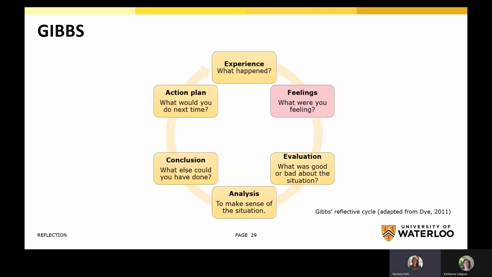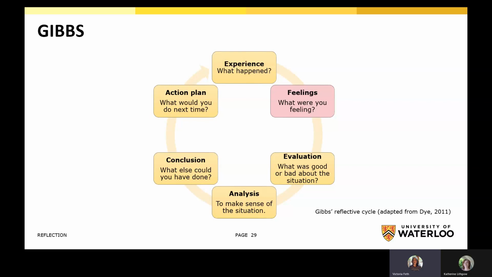Finally, we've included Gibbs' model. And again, you can see that a lot of the categories or stages the model breaks down into, in this case a cycle, are similar across. But what Gibbs's model explicitly does is acknowledge that personal feelings influence the situation and how you've begun to reflect on it. So you can see it's positioned right after experience and describing what happened. Feelings come next, and the guiding question is, what were you feeling?